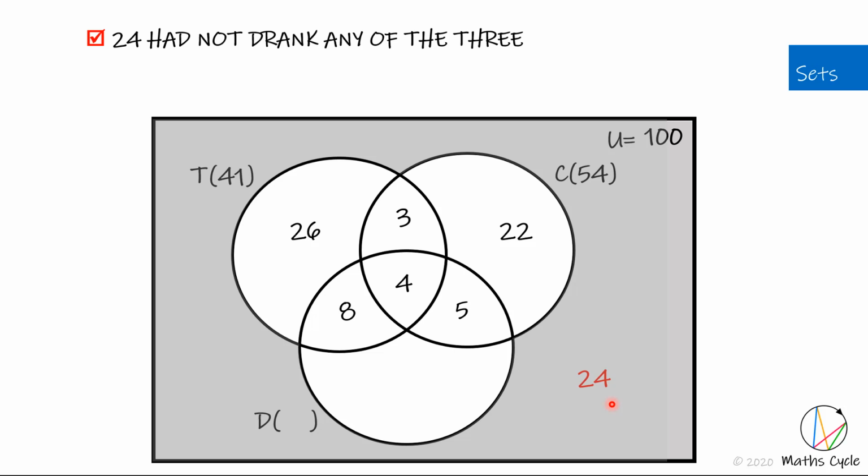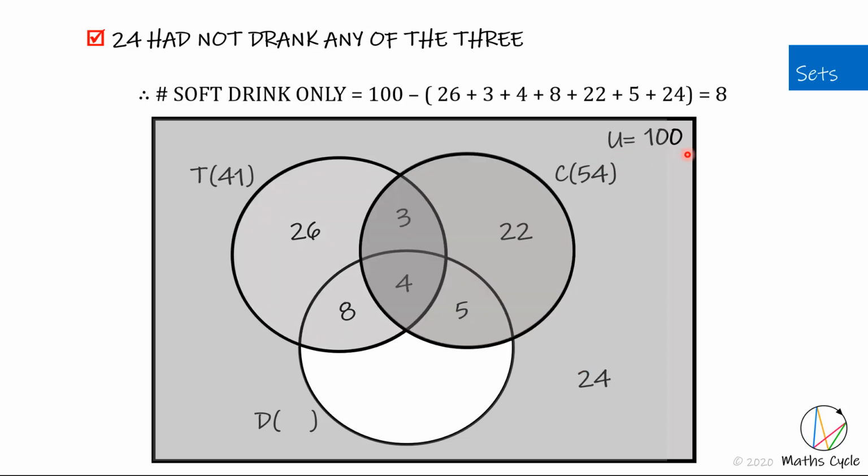Okay, now at this point we have all the data filled in except the people that drank soft drinks only right here. So we can now find this number by adding all of these numbers up together and taking it away from 100, which is the universal set number. So taking all of those away from 100, we're left with just 8 people unaccounted for. So they must be the 8 people that drink a soft drink only, and goes right here.